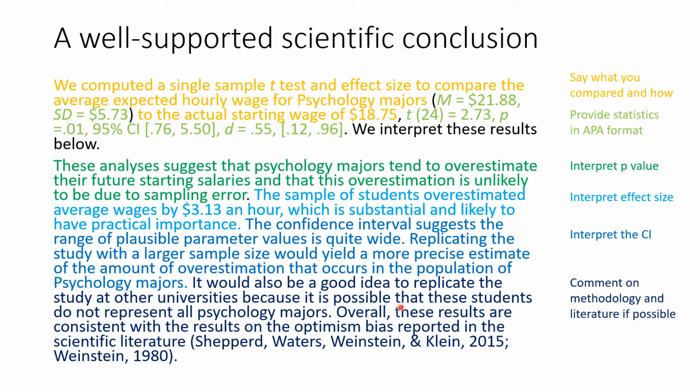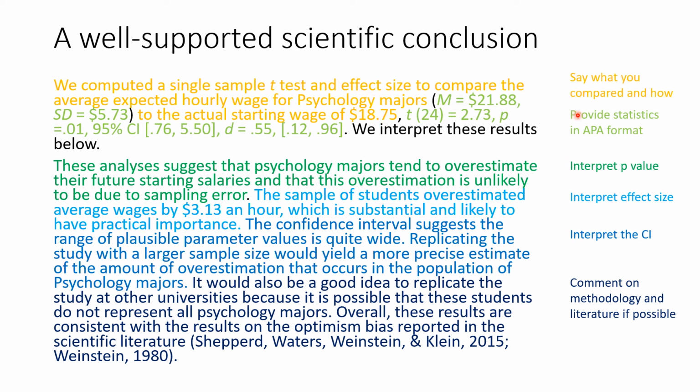So that is all done here, and hopefully I've tried to color code this to make it clear what you're doing. In the first sentence, I'm describing what was compared and how it was done. We computed a single sample t-test and effect size to compare the average expected hourly wage of psychology majors, and then I tell what it was, to the actual starting wage, and then I tell what it was. So again, I'm telling what I've compared.